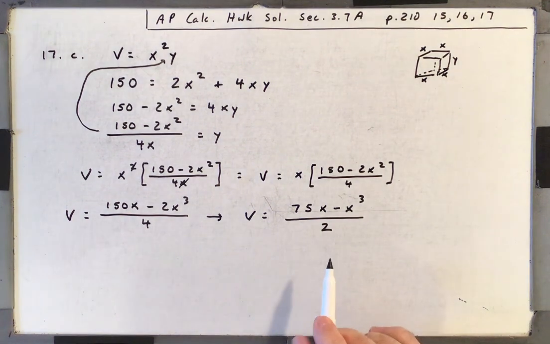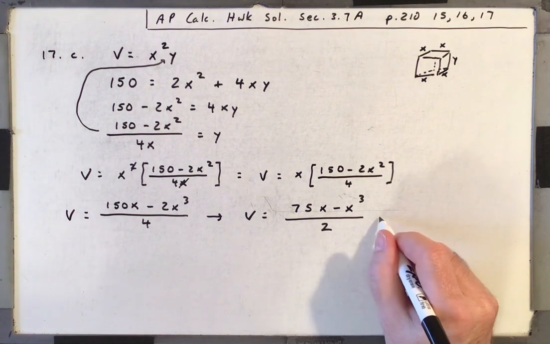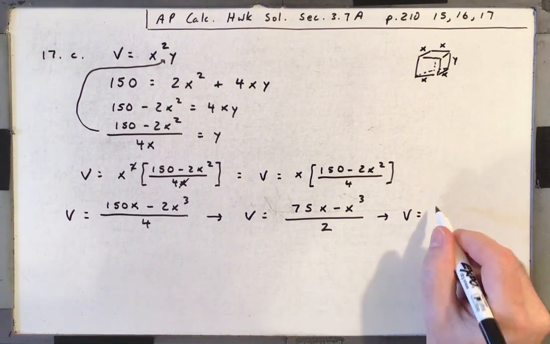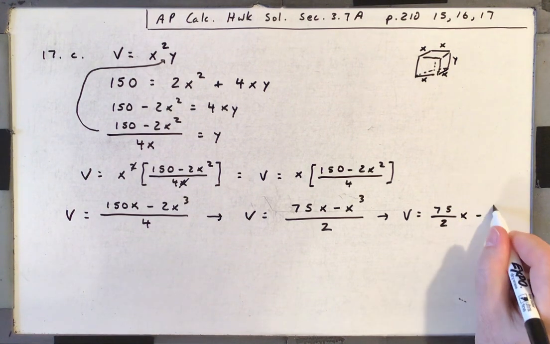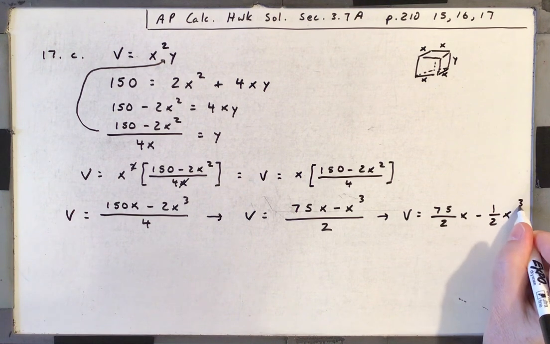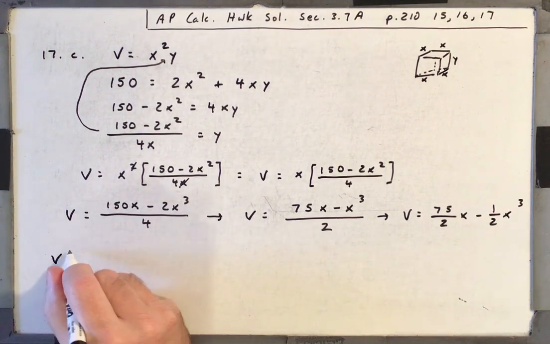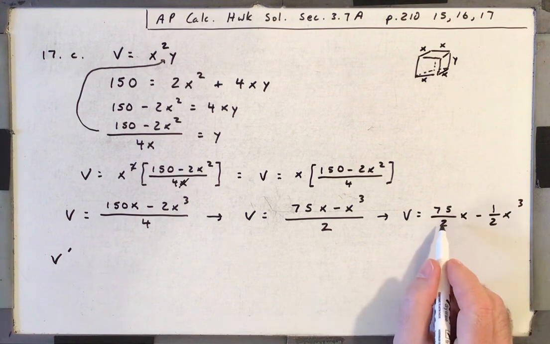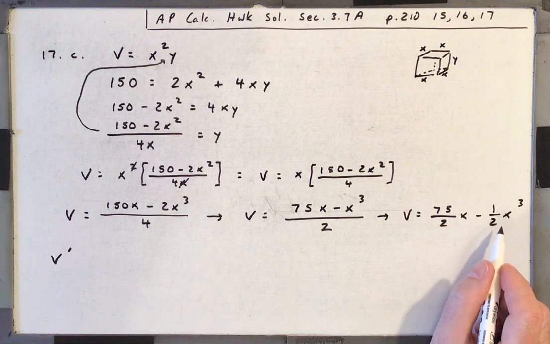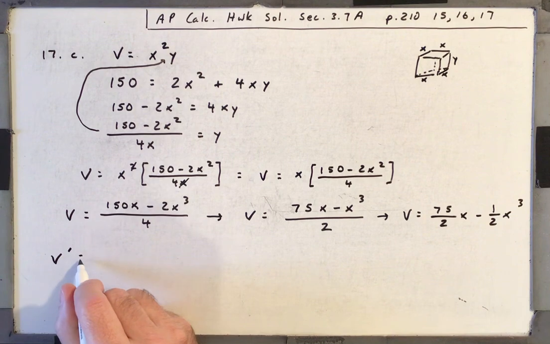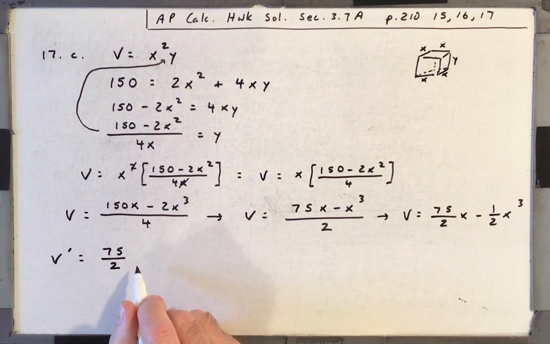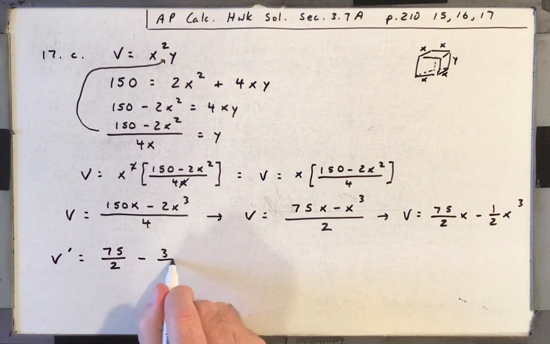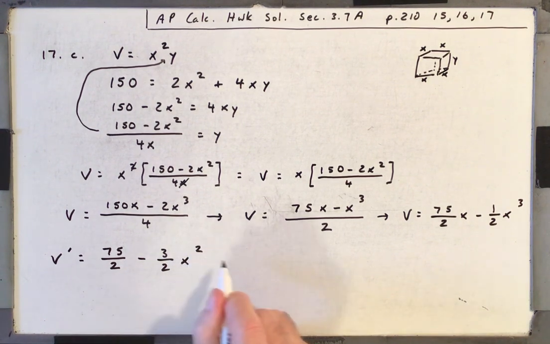So you can see all the work is in the substitution, and the derivative. See, I'm going to even write this a little different. Now we have 75 over 2 times x minus 1/2 x cubed. So I'm just changing it so it's an easy power rule derivative. So v prime finally would be 75 over 2, or 37.5 if you prefer, minus 3/2 x squared.